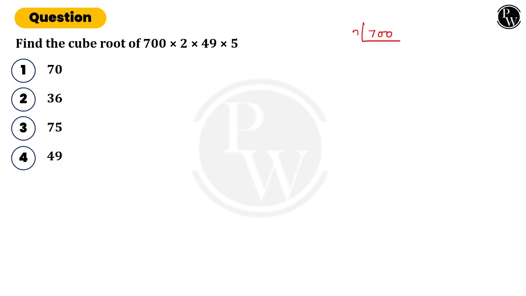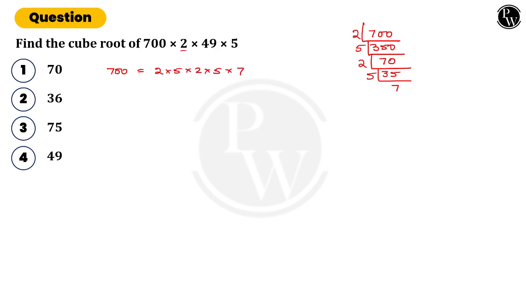700 is divisible by 2; 2 times 350. Again, let's go with 5; 5 times 70. Again, 2 times 35. Again, 5 times 7. So, 700 can be written as 2 into 5 into 2 into 5 into 7.